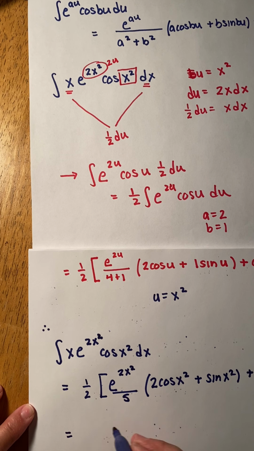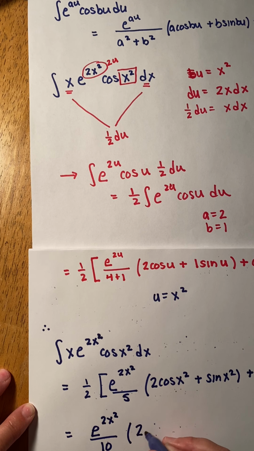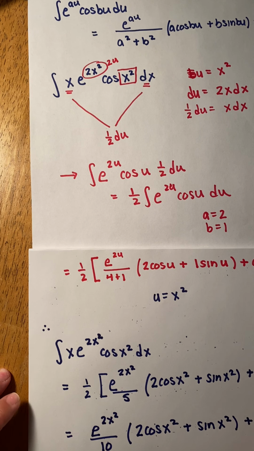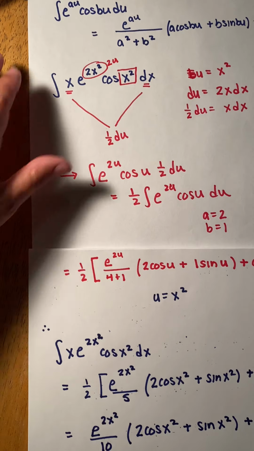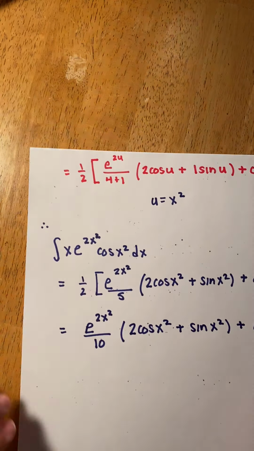Right, and I'm going to distribute. This is going to be e to the 2x squared all over 10 times 2 cosine x squared plus the sine of x squared. And then we never leave 1/2 times the constant. We're just going to call it our arbitrary constant.